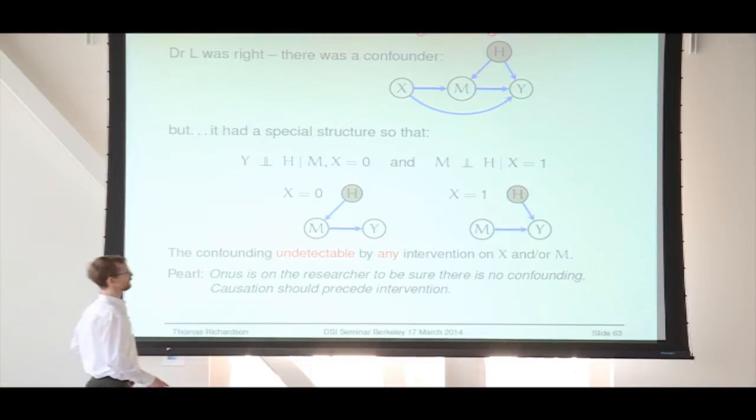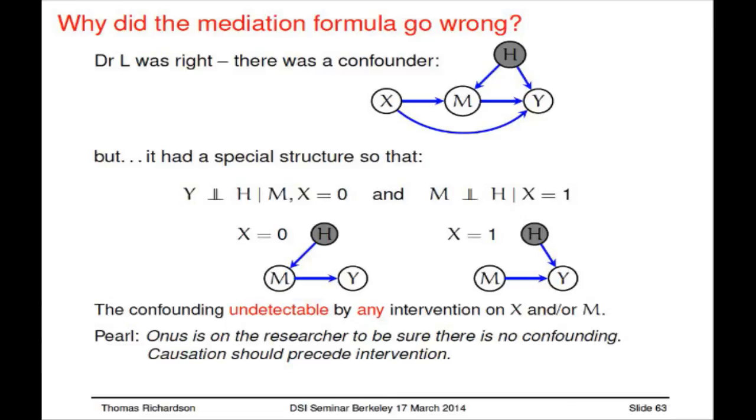He said, the onus is on the researcher to be sure there's no confounding. The mere fact that there's no randomized experiment you could possibly do to check that, even in principle, that's not his issue. He says causation should precede intervention. The fact that he's getting additional things that are identified that could not be identified from any randomized experiment, he sees that as a plus. That's a feature, not a bug. Okay?